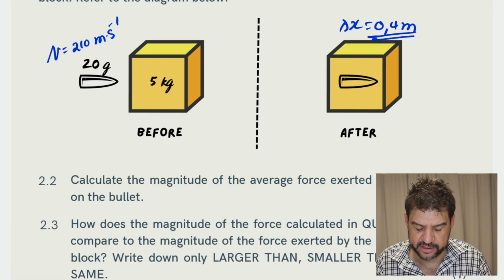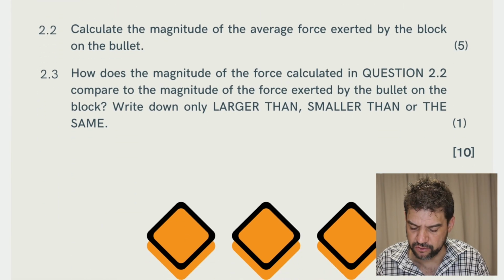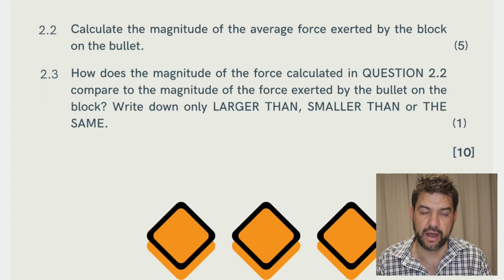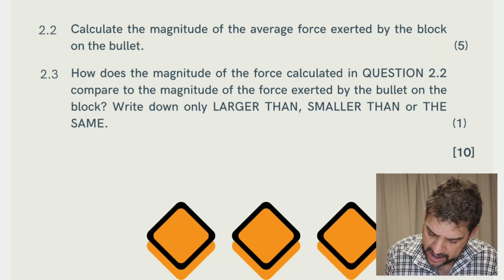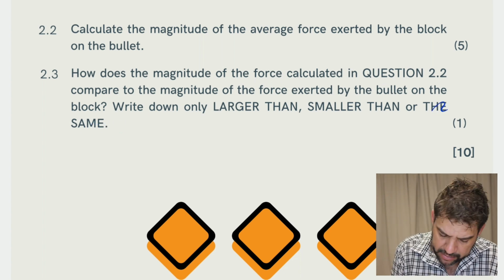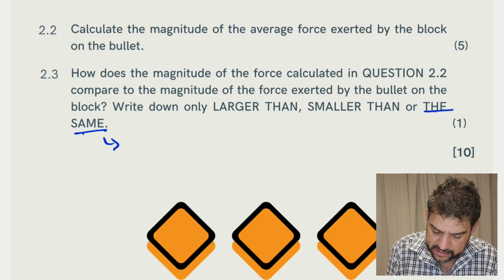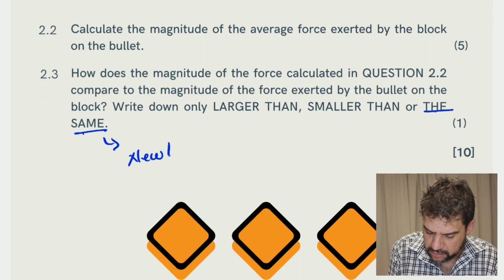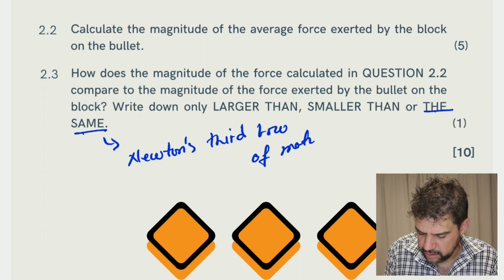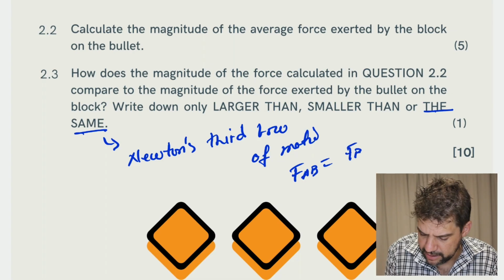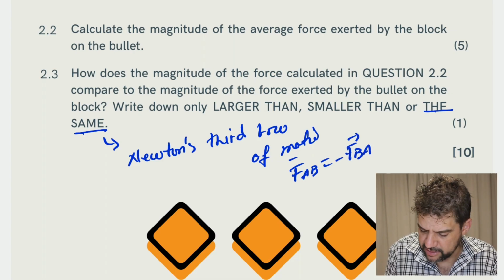Now the next question says, how does the magnitude of the force calculated compare to the magnitude of the force exerted by the bullet on the block? Guys, this one is Newton's third law. They are equal or the same. And just for control, this is Newton's third law of motion: F A on B is equal to F B on A, but in the opposite direction.